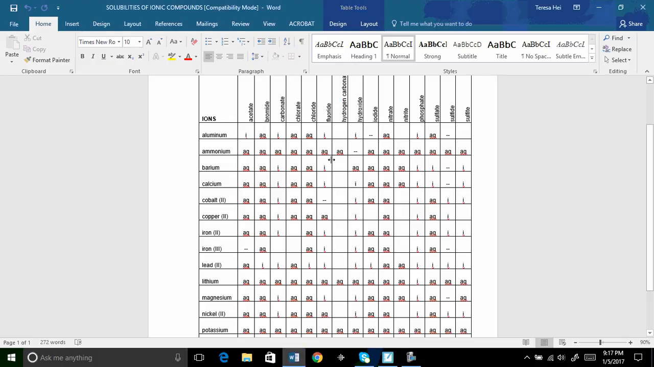This is how you check for precipitates. I means precipitates. AQ means not precipitates. If there's nothing written here, that's because that compound doesn't exist. If there's a dash there, something happens, like it doesn't dissolve in water. It actually reacts with water. But just know that all the problems you get, you'll never get a blank box like that.